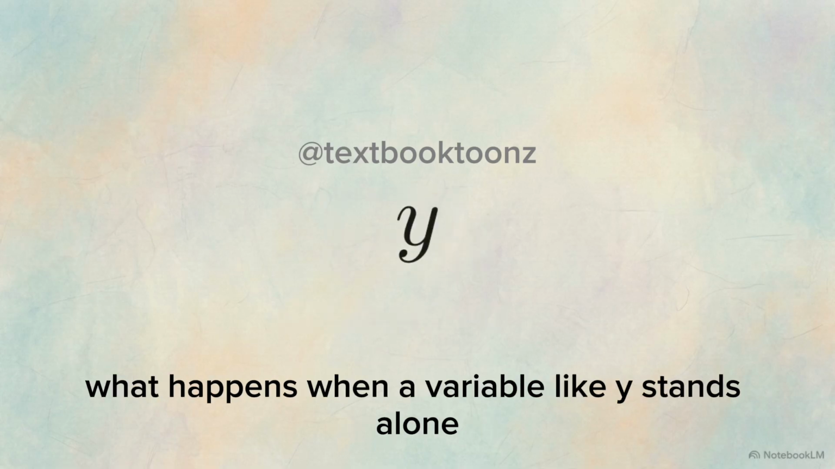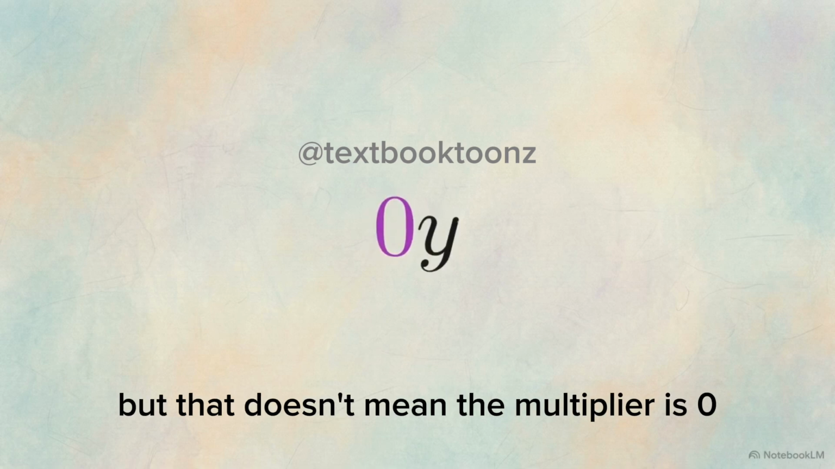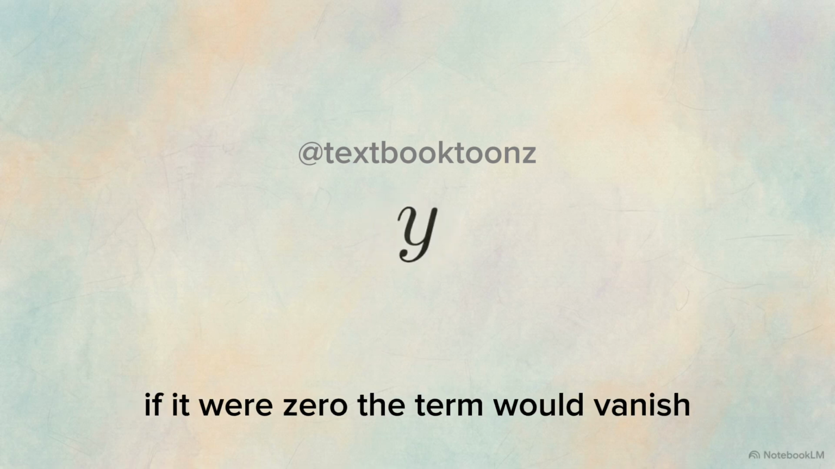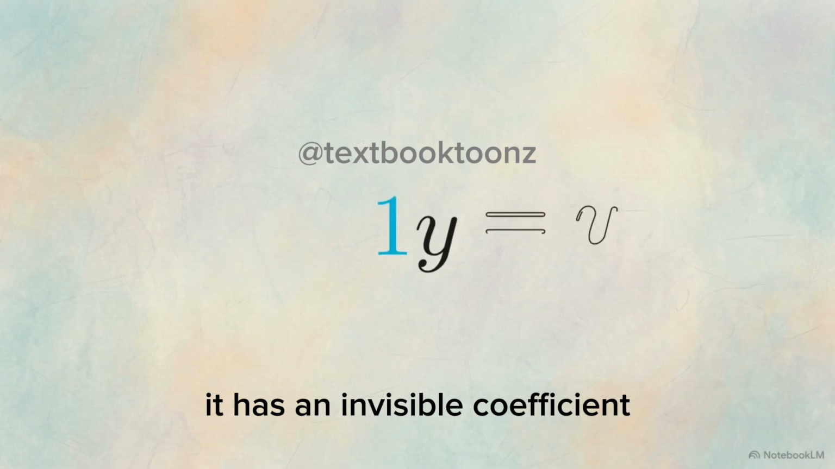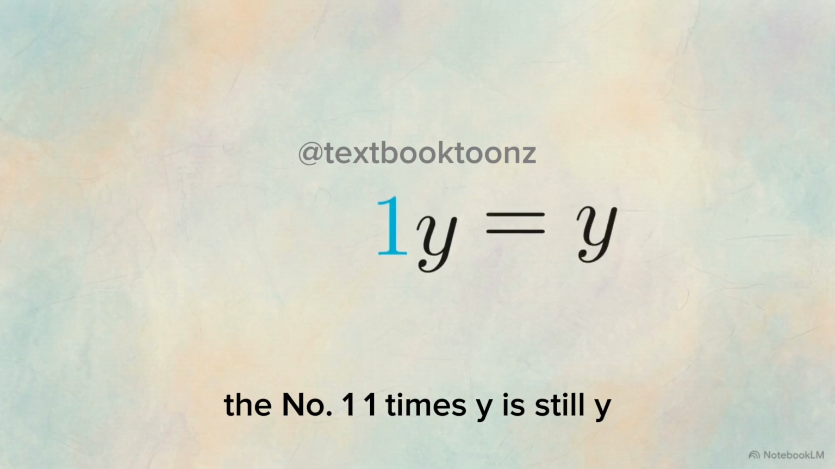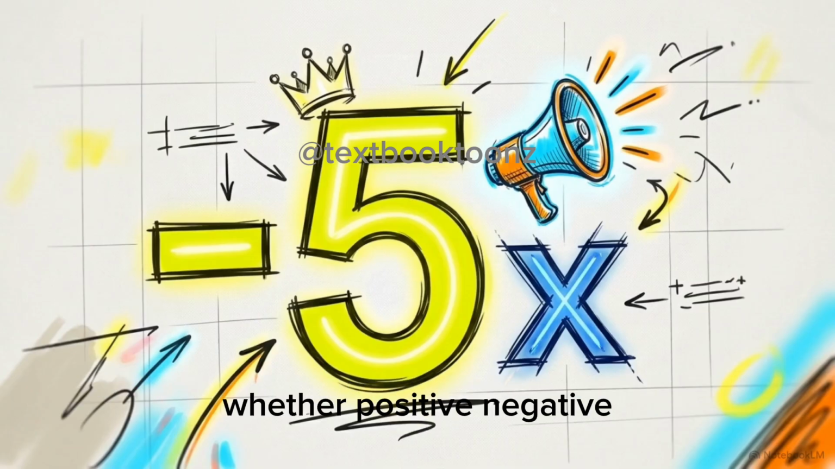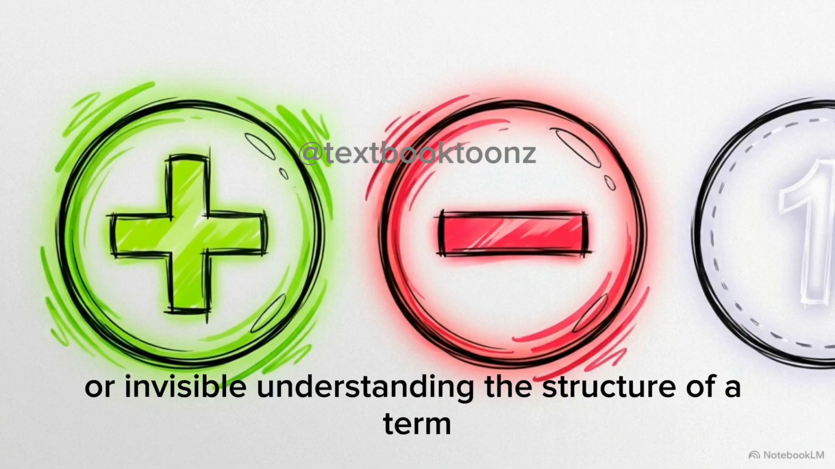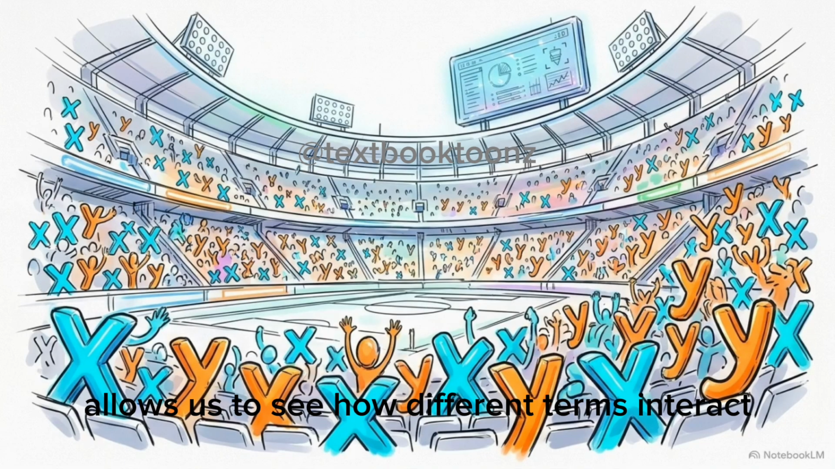What happens when a variable like y stands alone? There is no visible number, but that doesn't mean the multiplier is 0. If it were 0, the term would vanish. When you see a variable by itself, it has an invisible coefficient, the number 1. 1 times y is still y. Every term has a coefficient that dictates its scale, whether positive, negative, or invisible. Understanding the structure of a term allows us to see how different terms interact.